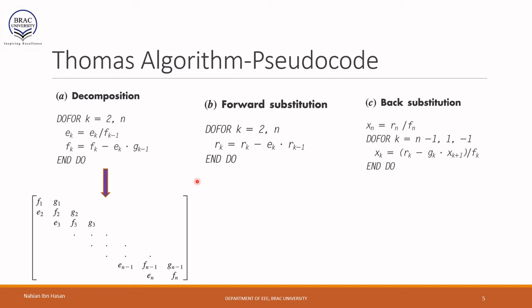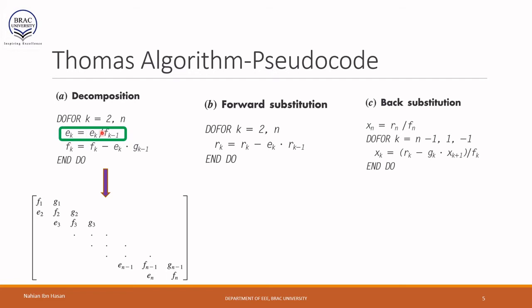So first of all, let's see, the first equation is Ek equal to Ek divided by Fk minus 1. Before that, let's say we have the principal diagonal elements denoted by F notations. That means F1, F2, F3, these are the principal diagonal elements. The diagonal elements above the principal diagonal are denoted as G1, G2, G3 up to Gn-1, and the lower diagonal elements below the principal diagonal are denoted as E2, E3, E4 up to En. So these are the notations that we are going to use for our purpose.